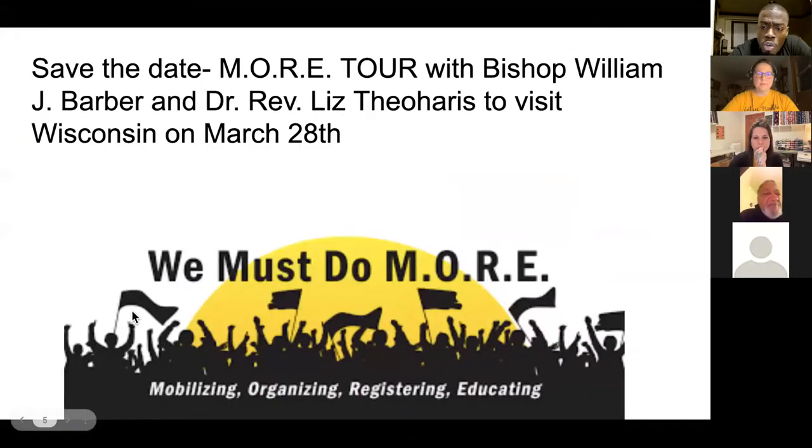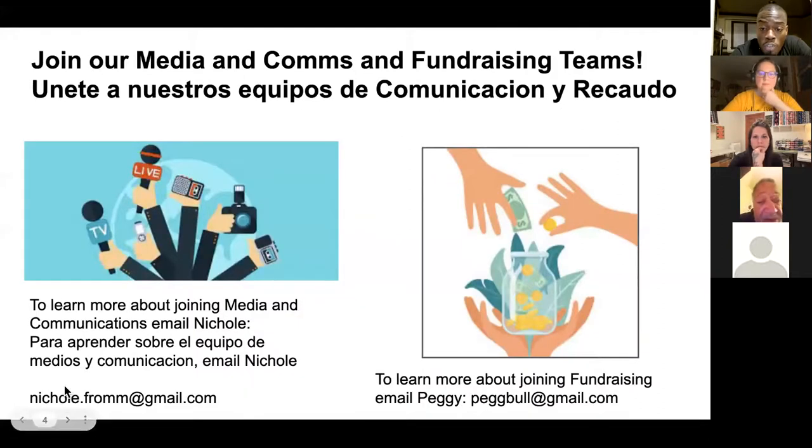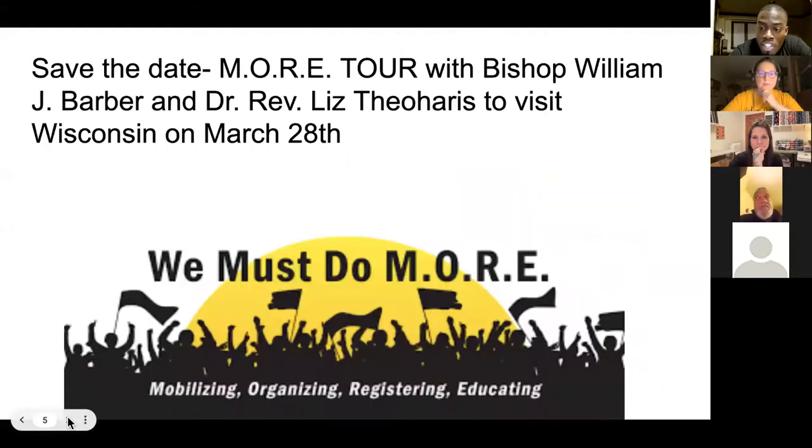Another way to let us know you're interested in any of the above is to fill out our Get Involved form, and someone can follow up with you from that. We are posting that link in the chat now, and we'll also send it over email in the next few days. Definitely fill out that Get Involved form. That's actually how I got involved with the Wisconsin Poor People's Campaign. I mean, it works, y'all. We hound you on purpose because this is your campaign, and we want you to be involved.